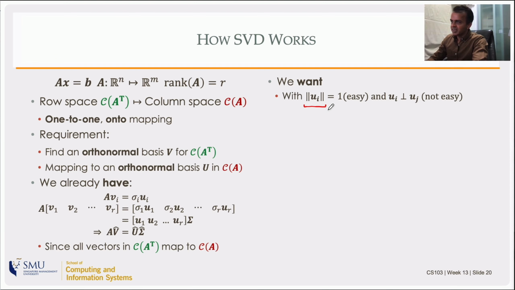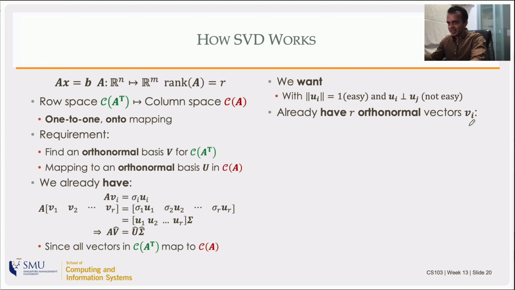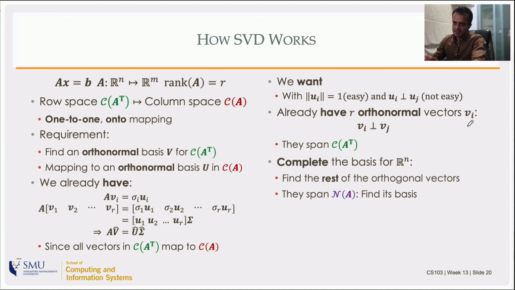We can just normalize it and take out the normalization factor and call it a sigma. So that is easy. But getting them to be orthogonal to each other, that part is not easy. We already have an orthonormal basis on the input side, in the domain, in Rn, the row space, the space where X vectors live. And these vectors do span the row space, because that's the definition of the basis vectors.